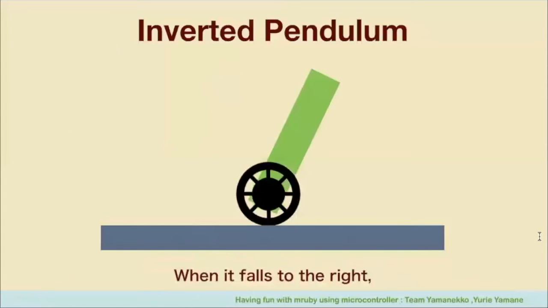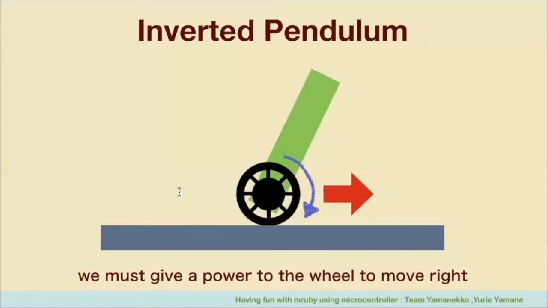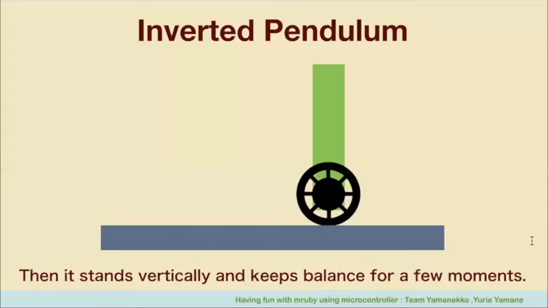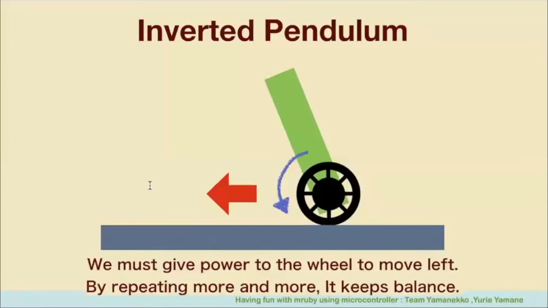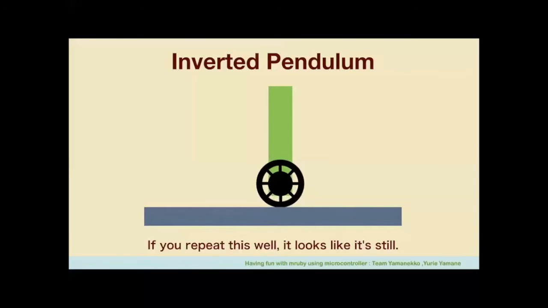When it falls to the right, you must give power to the wheel to move right. Then it stands vertically and keeps balance for a few moments. When it falls to the left, we must give power to the wheels to move left. By repeating this more and more, it keeps balance. If you repeat this well, it looks like it's still.